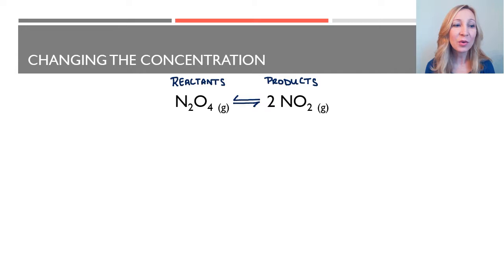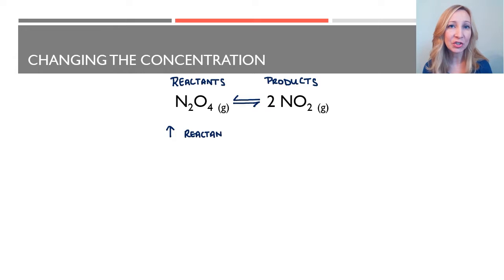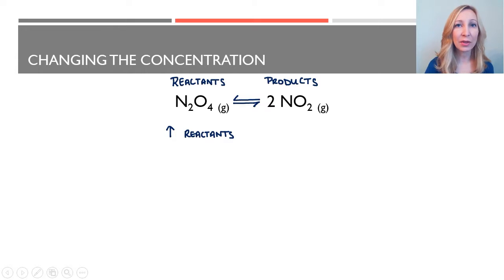So if we increase the number of reactants, then it's going to cause a shift to the right. So then more products will start to be produced before equilibrium is established again. So then a new equilibrium has to be established with a new ratio of products to reactants and new amounts of everything. So what happens if we do the reverse of this?